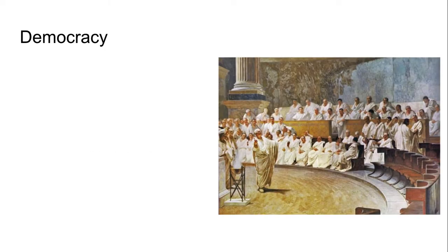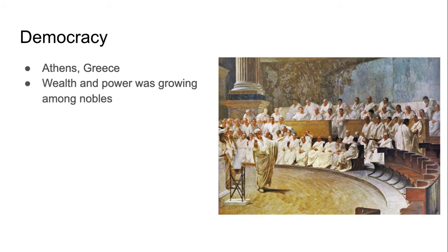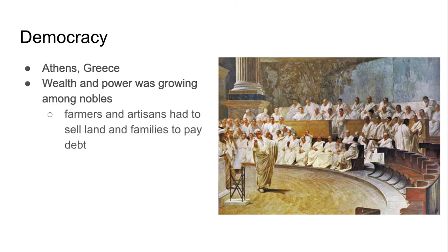So taking a look at Rome again. As we start to expand the Roman Empire, we're starting to look at Athens, Greece, where the wealthy and the powerful were starting to grow in the Senate. As we saw last time, the farmers and artisans had to sell their land and families in order to pay for debt. Yes, you read that right. They had to sell their families. So we see a little bit of slavery here occurring.